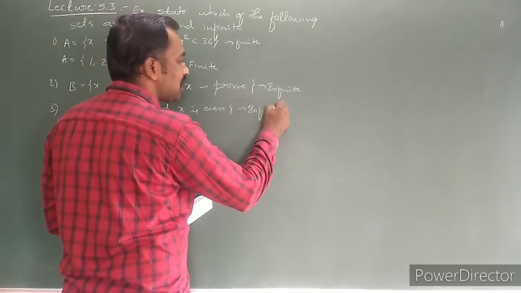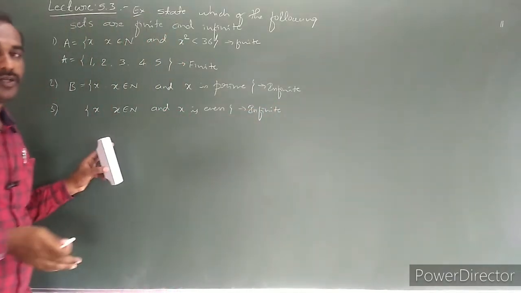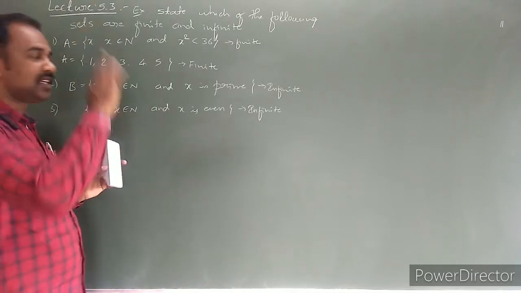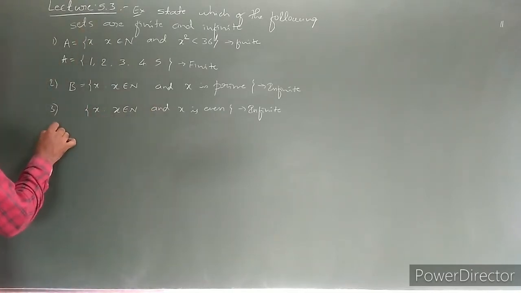What are the elements present in this set? 2, 4, 6, 8, 10, 12, 14, like that. It continues. It is an infinite set.